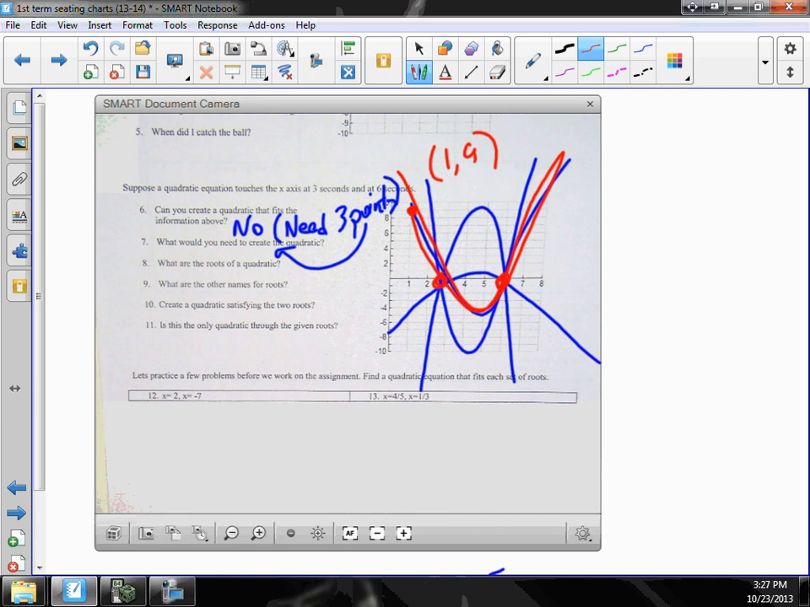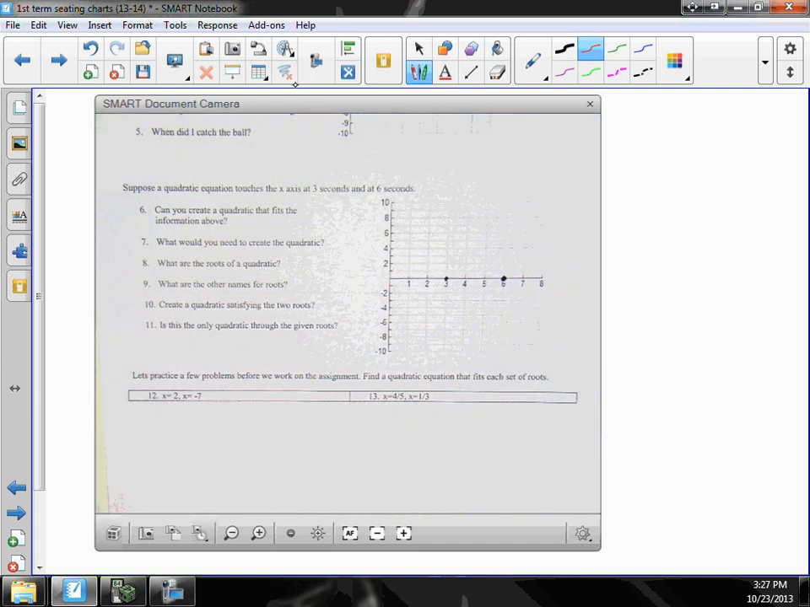However, I can create sort of a generic equation. Generic meaning, in general terms, I can make one that fits. There are an infinite number, but there's a really easy way to make one that works. So, look at number 8. What are the roots of a quadratic? And those are the x-intercepts. So this point 3 and this point 6, those are called roots because they're the x-intercepts.